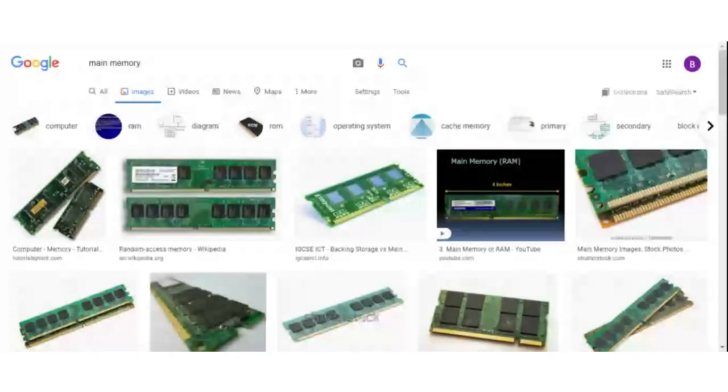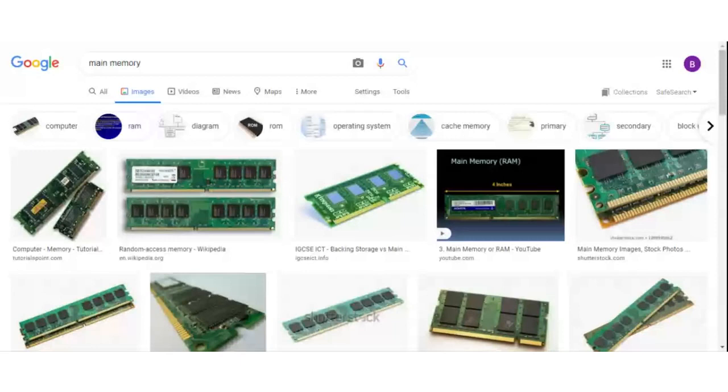So now, after the memory, the next component of the CPU is what we call the control unit. The control unit's main work is to control the operations of all the parts of the computer. But the control unit does not perform any processing operations. It just coordinates where the information will be stored.